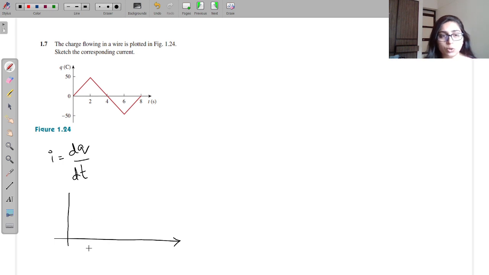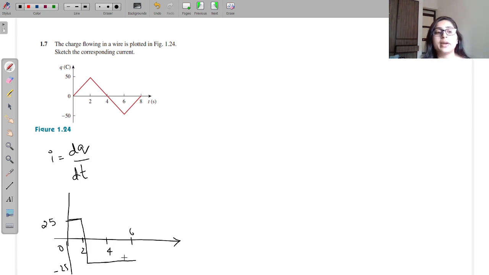So here from 0 to 2, I am going to get a positive. So this is 50 divided by 2, 25. So this is 25. And from 2 to 4 it is decreasing. That is 50 divided by 2 is 25. But it is decreasing here. So that is negative slope, 25 minus 25. And here you can see from 4 to 6 once again it is decreasing. Again it is 50 divided by 2, 25. So till 6 it is minus 25 only.